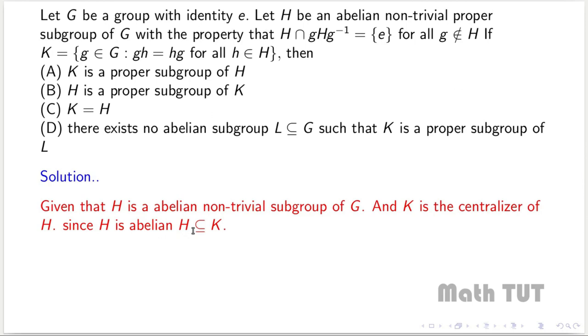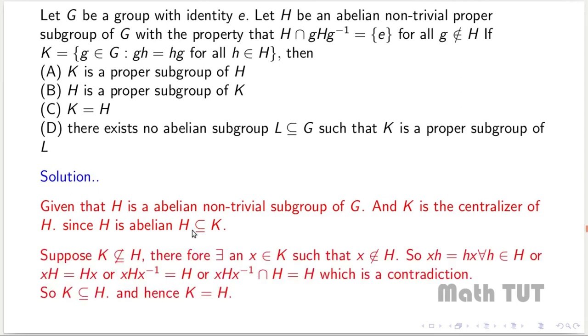Next, I'm going to prove that K is also a subset of H. How will I show that? I'm going to do proof by contradiction. Suppose I assume that K is not a subset of H, so K is not inside H. Therefore there exists an x in K such that x is not in H. Clear? Because if K is not a subset of H, definitely there is at least one x in K which is not in H.